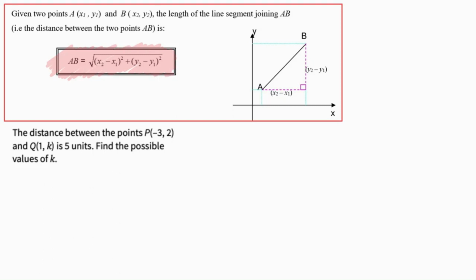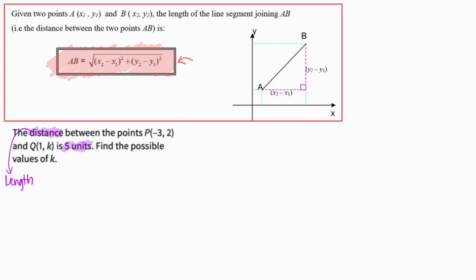Hello everyone, welcome to this video where we are given 2 points, P and Q, and we are given the distance, which is another word for length. So I repeat, distance is the same thing as length. And therefore we are able to make use of this formula to help us in solving this problem. Since we are given the length 5 units, we are also given the 2 points.